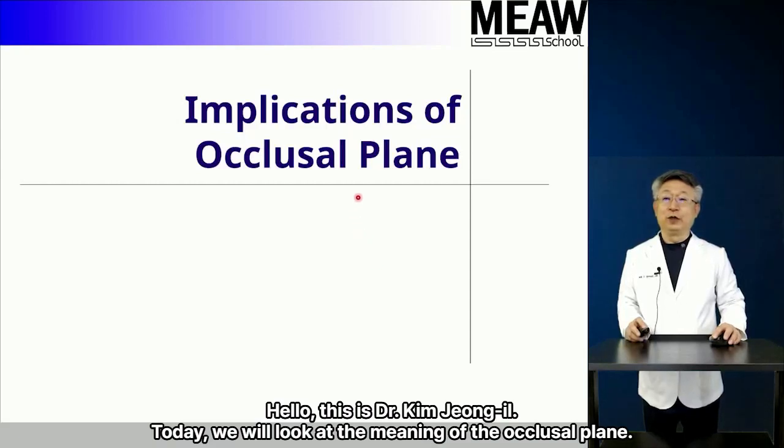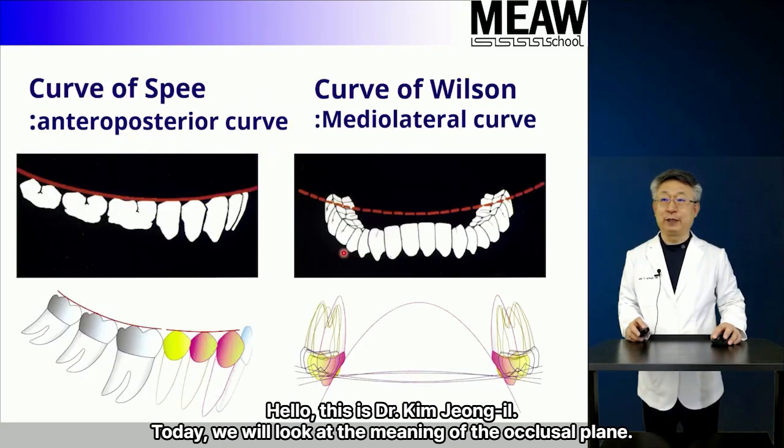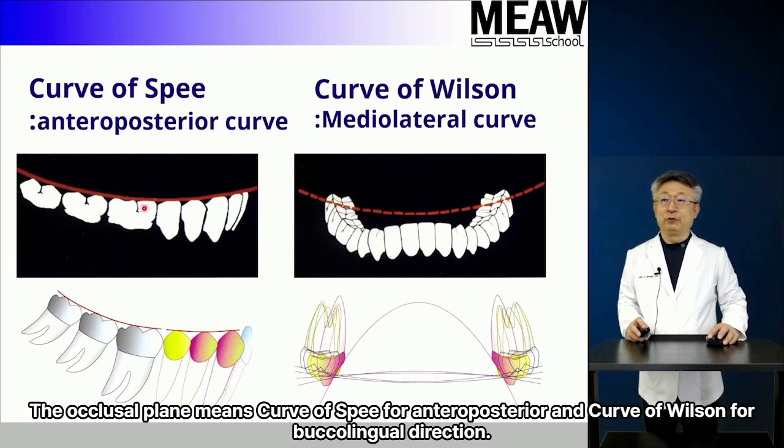Today, we will look at the meaning of the occlusal plane. The occlusal plane means the curve of Spee for the anteroposterior direction and the curve of Wilson for the buccolingual direction.